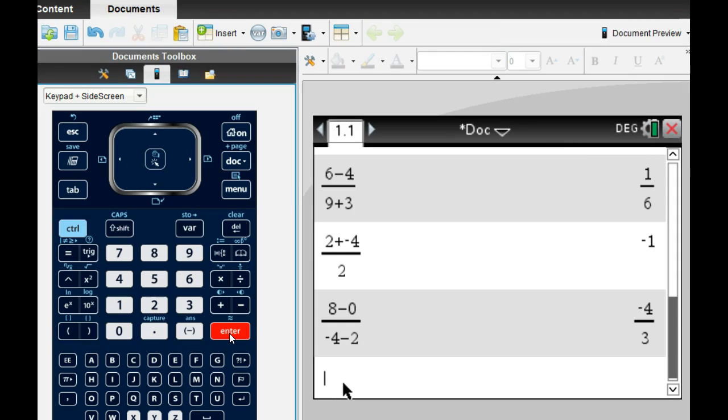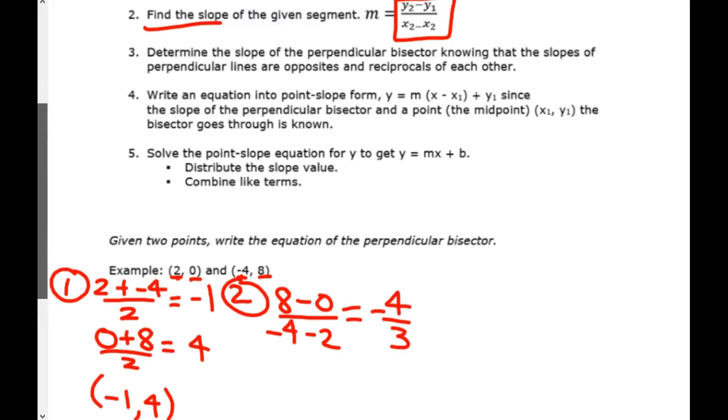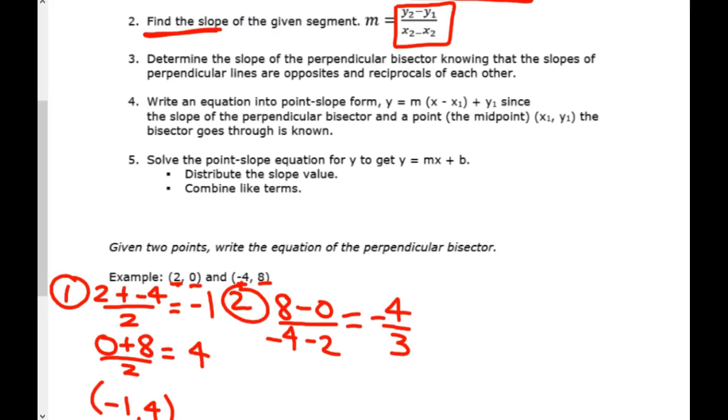Negative 4 over 3. Now, if you did the math yourself, you would have had 8 over negative 6, but you have to reduce that. So 8 minus 0 is 8, negative 4 minus 2 is negative 6. But negative 4 over 3 is my slope. So we just did step 2, where we found the slope using the slope formula: y2 minus y1 over x2 minus x1.